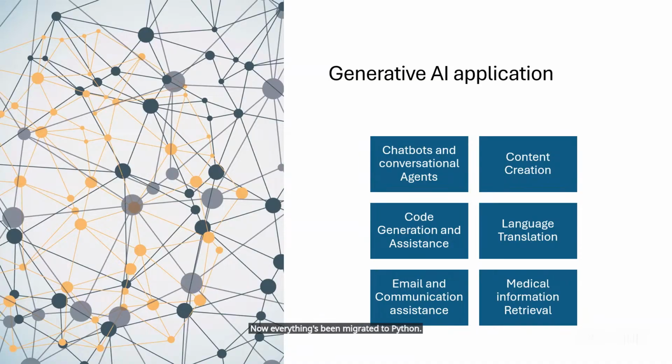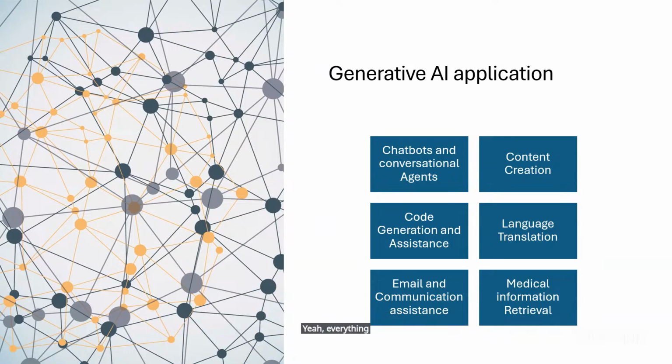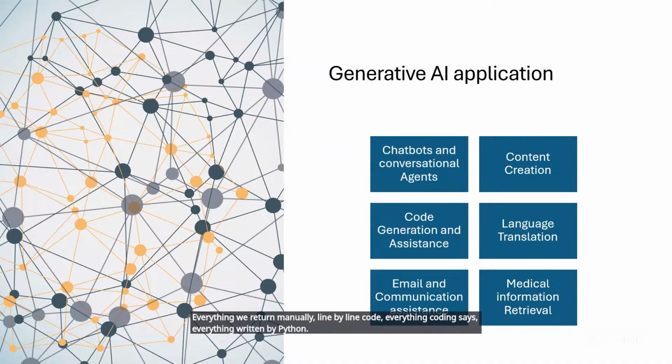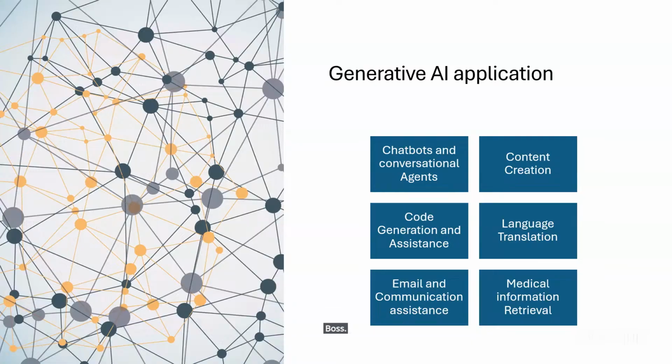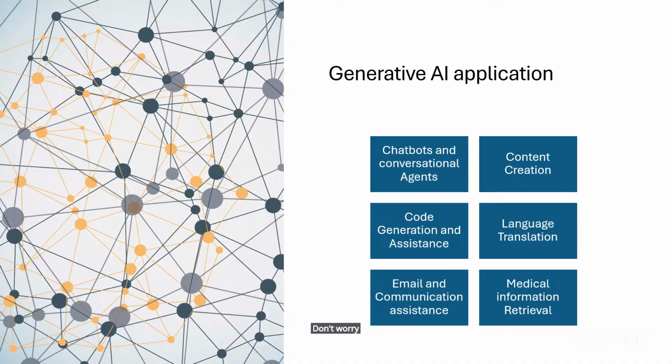What we did in 2018, 2019, everything we wrote manually, line by line code, everything in SAS, everything in Python. Boss, now it is not at all required. In a fraction of minutes, whatever code you require, everything will be generated. So majority of people say, I want to learn AI, but I don't know coding. Don't worry about the coding.